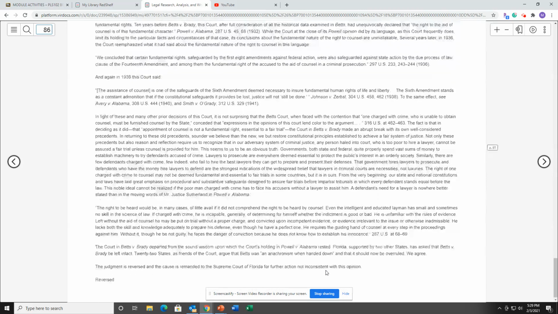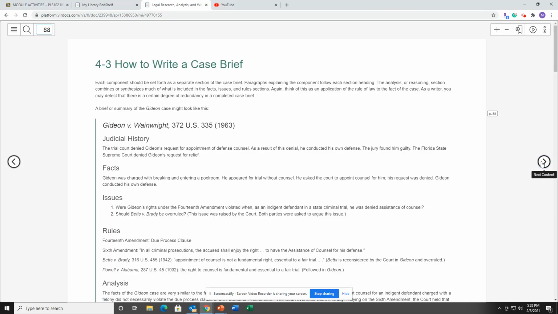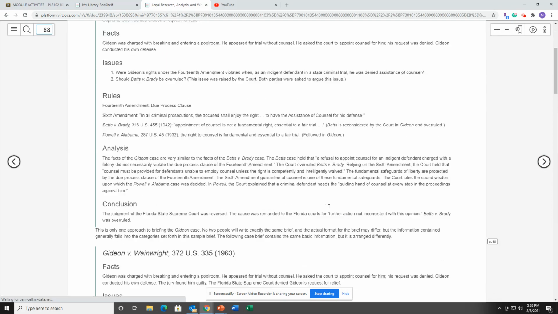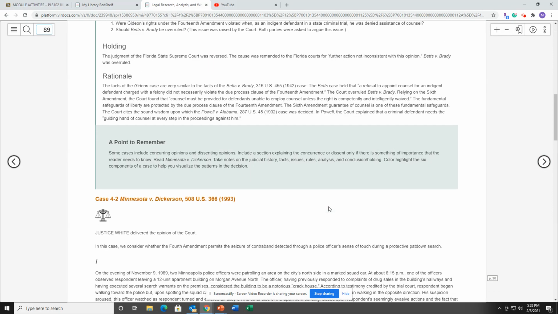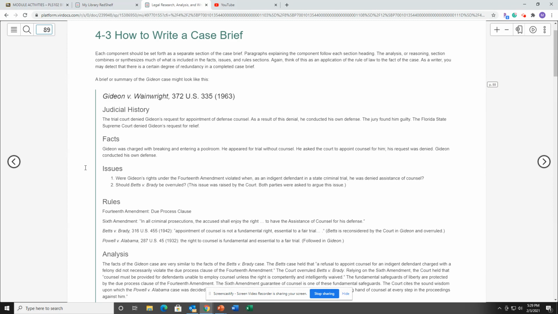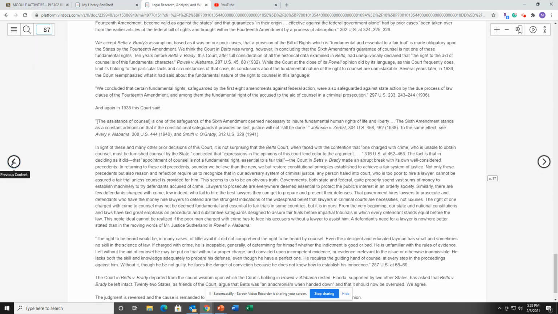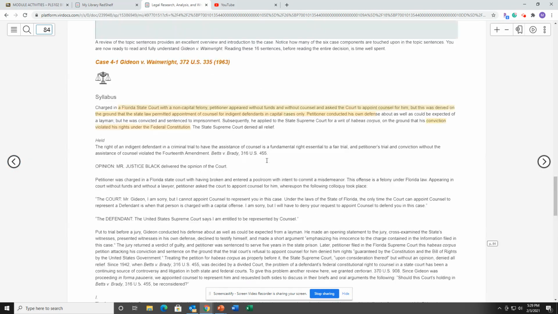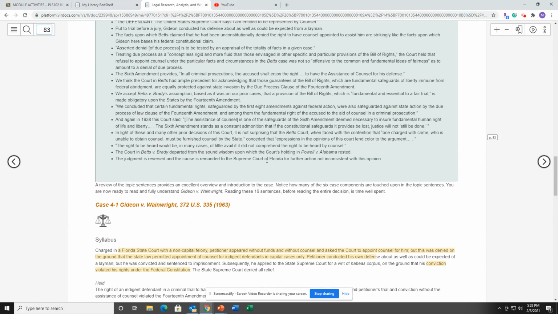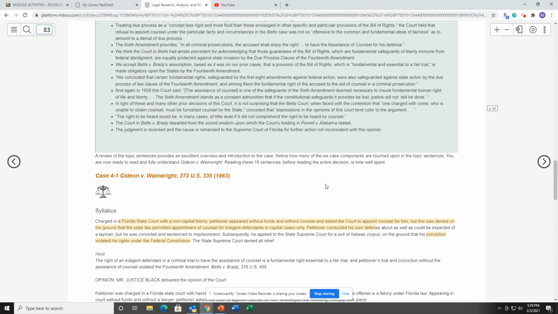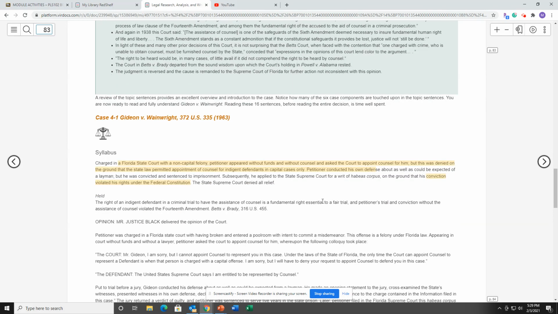Is this what I want? Okay. Where's my Gideon versus Wainwright? Oh, it's not giving me the whole case. Where's 4.1? I guess this is it. It just doesn't look highlighted like it does in my hardcover text.